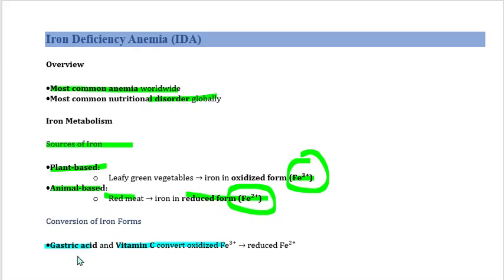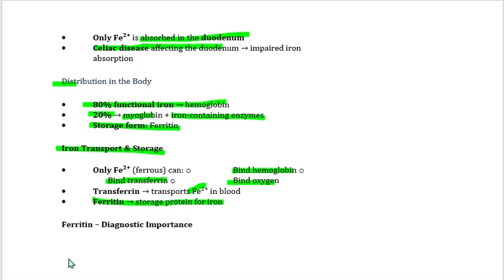As we discussed, if there is a problem with gastric acid production, for example gastrectomy, or if there is a deficiency of vitamin C, then iron is not going to be absorbed in the GIT, or if there is a problem with the duodenum, then it is also not going to be absorbed.